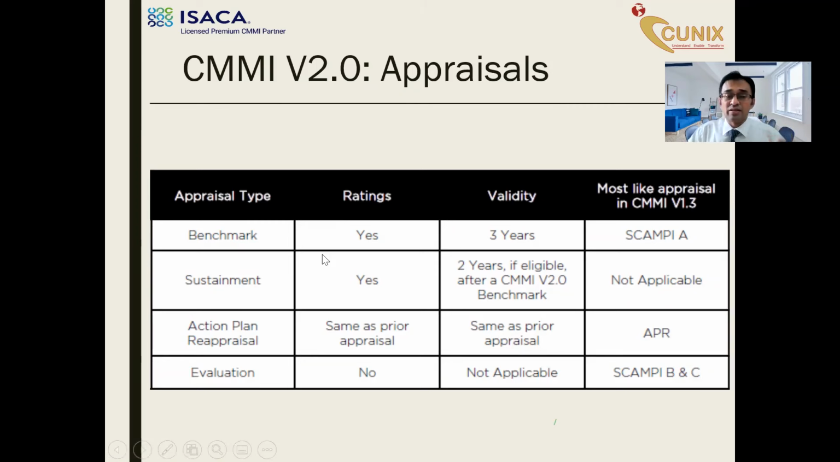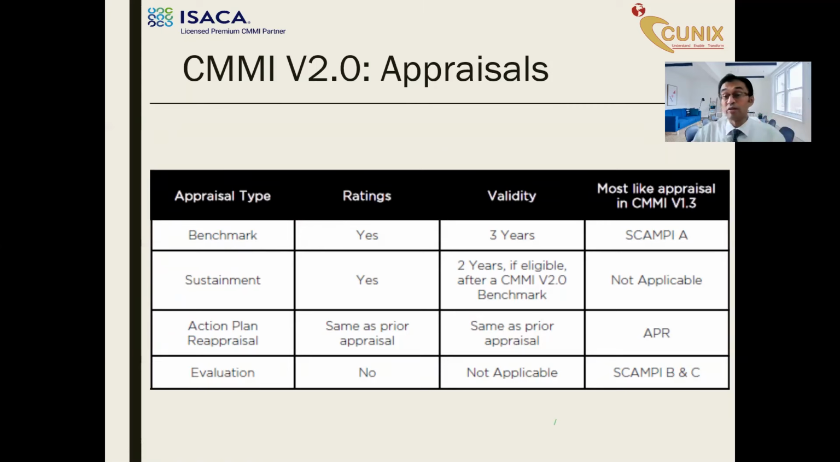What it means is that, let's say you go for a benchmark appraisal, you get level 3. Now at the end of the 3rd year, you don't want to go for a new appraisal. You want to know whether you are continuing or sustaining. Remember sustaining? You're sustaining the same level. So you go for a sustainment appraisal, which only checks whether you are still able to retain the same maturity level or not.